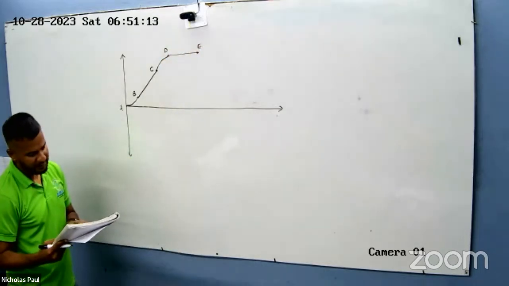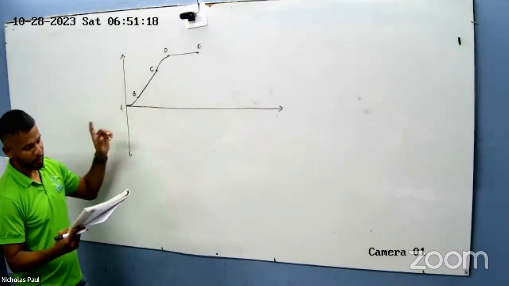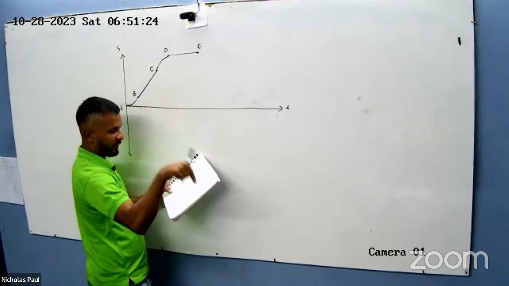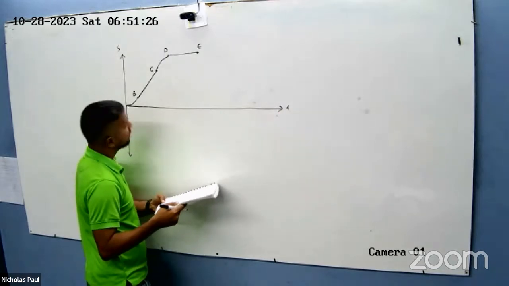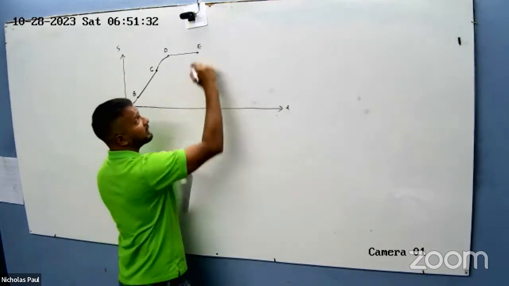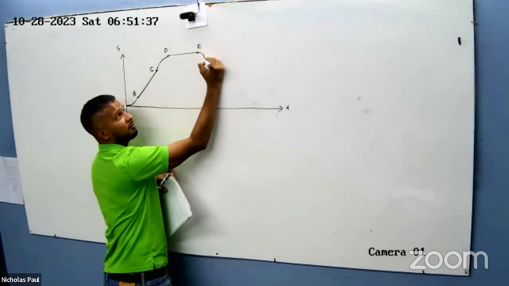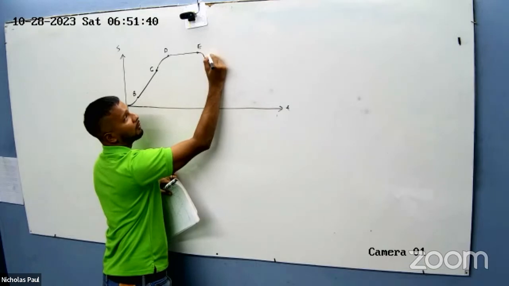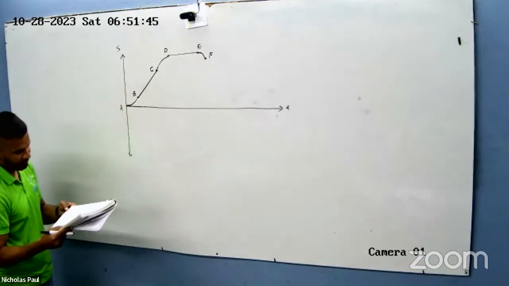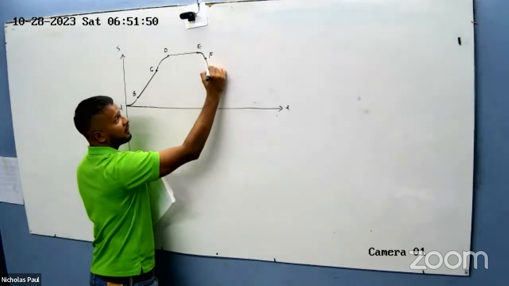Then they said E to F, the velocity is negative, so it starts to change direction now. So instead of going in this direction, change direction. So you have to have a negative gradient, so that'll be going down. Right? E to F, velocity is negative and slowly increasing. Right? E to F. F to G, the velocity is negative, uniformly increasing. F to G.